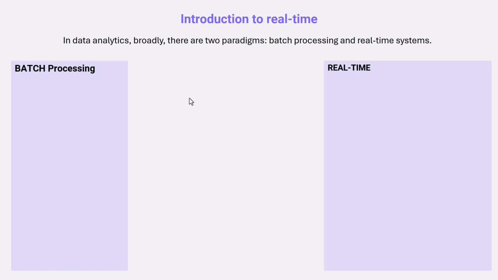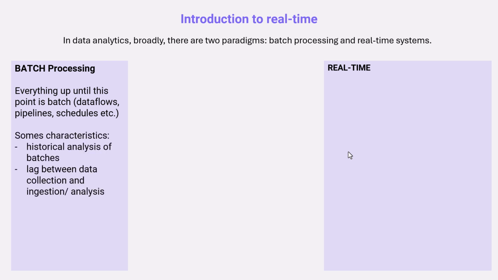Data flows as well. So everything we've looked at in this course, and actually probably all I've ever talked about on the channel to this date, has been batch processing. So the characteristics are things like historical analysis. You're doing analysis of batches of things that have happened in the past. And normally there's some lag between data collection and then ingestion into your analysis environment, in our case, Fabric.